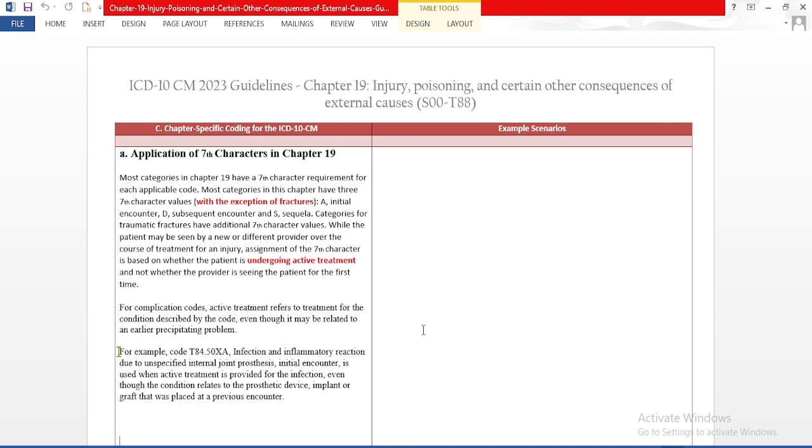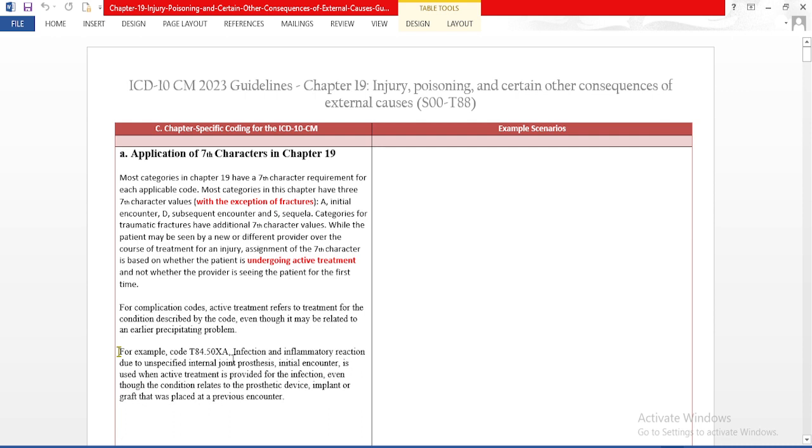So we have an example here. For example, we have T84.50XA. Infection and inflammatory reaction due to unspecified internal joint prosthesis, initial encounter, is used when active treatment is provided for the infection, even though the condition relates to the prosthetic device, implant or graft that was placed at a previous encounter.